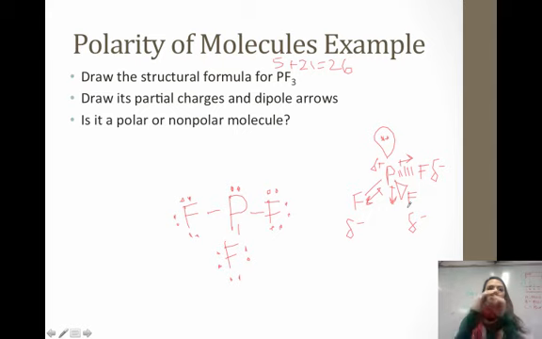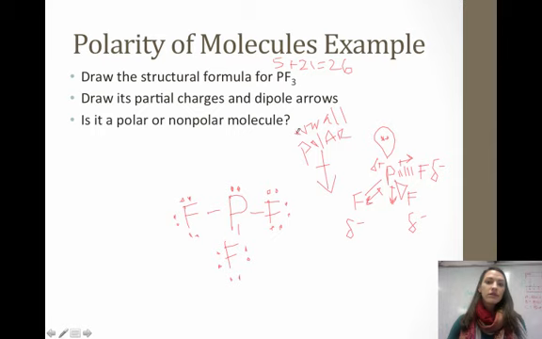So overall, I've got my central phosphorus, my lone pair, and then 3 fluorines coming out of it. The electrons are going to shift down towards the fluorines. That's where they're going to be most heavily populated. So my overall arrow is going to be in a downwards direction. That's going to be my overall dipole. So this is overall polar. That says overall. And that is my polarity.